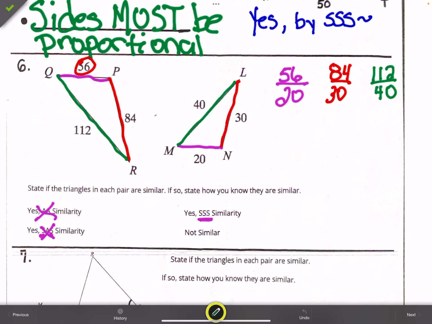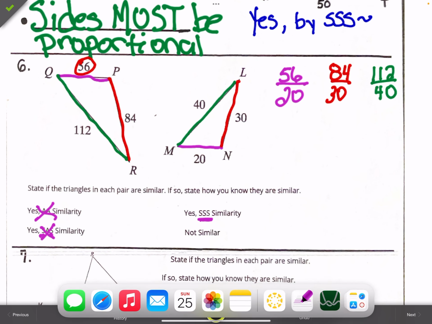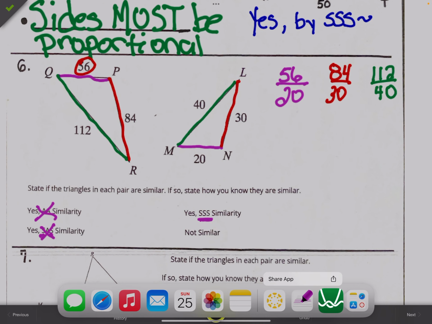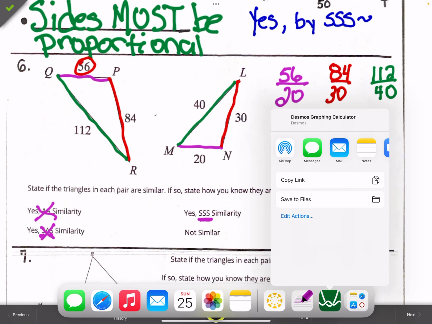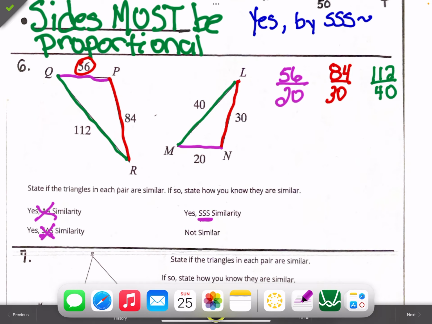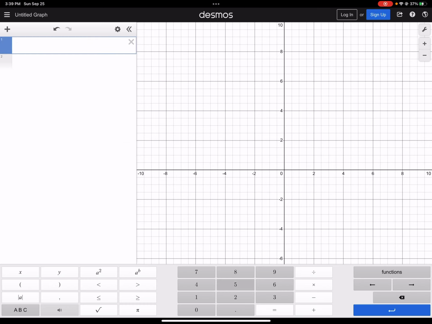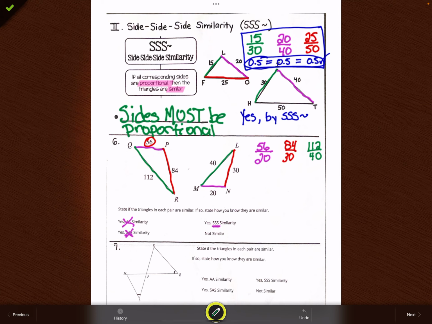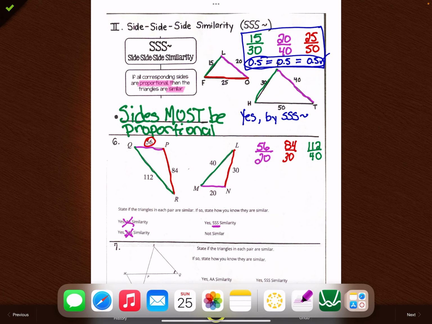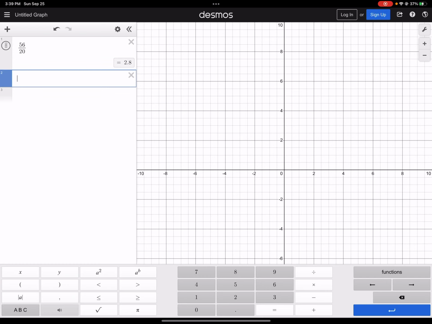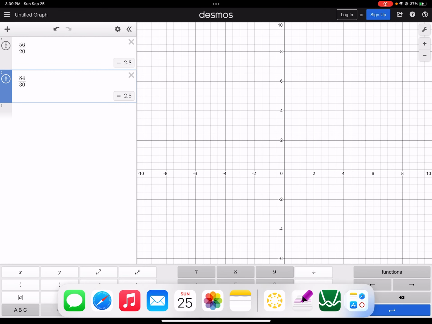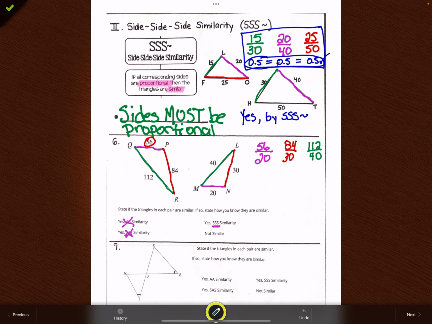Okay. Now, again, not my thing. So let's see if I can split screen it without making a big disaster. Probably not. Nope. All right, so I'm just going to click on it. So we're going to check our fractions. So the first one was 56 over 20, which gives me 2.8. Okay. So again, they all have to be the same. So then I have 84 over 30. Come back over here, 84 over 30, 2.8. Okay, looking good. Then we have to do the last one, 112 over 40.